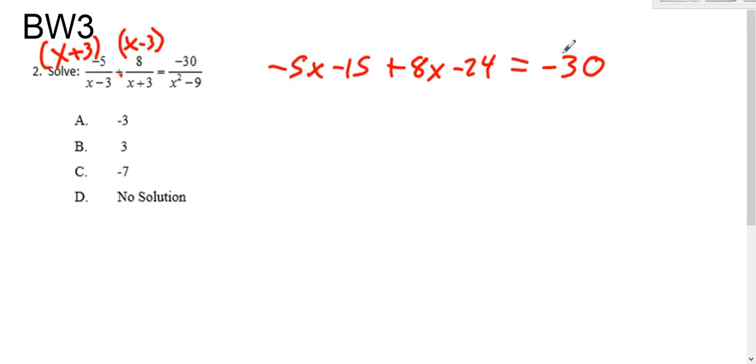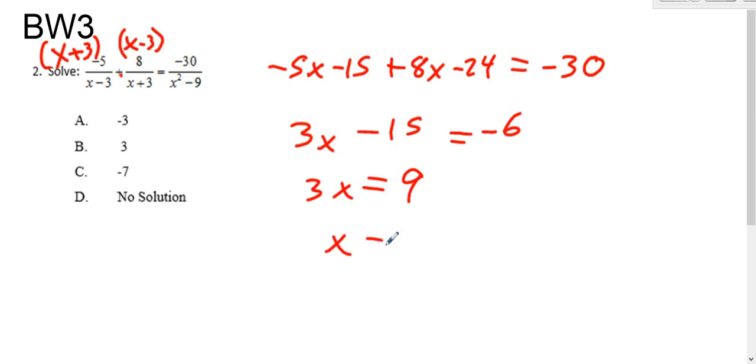Now, what you're going to find when we solve this out is we're going to have some answers involving 3s and 7s, and we're going to check for extraneous. So we'll finish it real quick. You get 3x. You add the 24 over, you get negative 6. Now, if you add the 15 over, you get 9. So x equals 3.